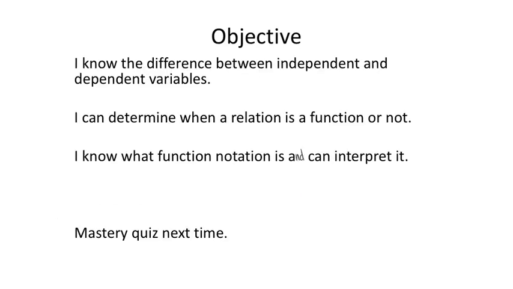So we got 3 objectives here. The mastery quiz, which is next time, you don't have to write that down, but it's just a quick reminder that the stuff we're going over today, there will be a mastery quiz on next time. But the 3 objectives: I know the difference between independent and dependent variables. I can determine when a relation is a function or not. And I know what function notation is and can interpret it. So take a minute, copy those 3 down, then we'll get started.